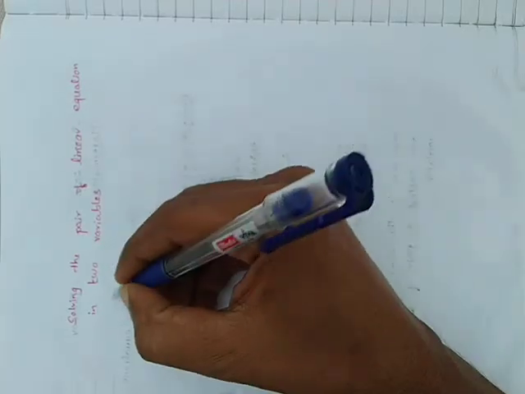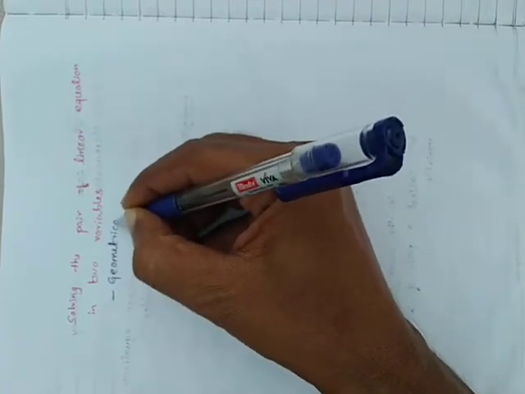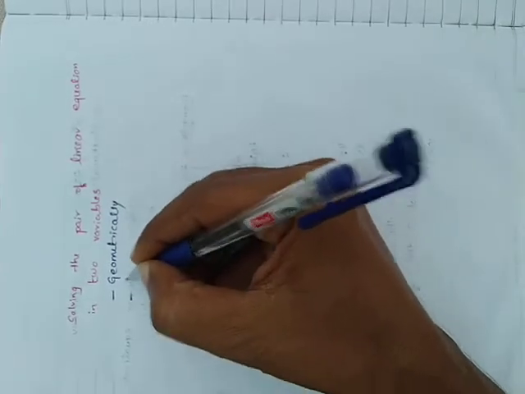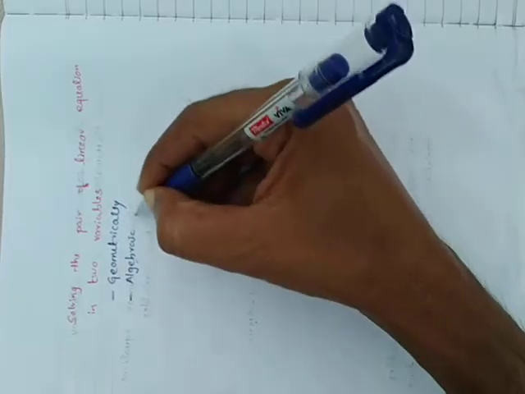In this chapter, we are going to solve the pair of linear equations in two variables by two methods. One is known as the graphical method, another one is known as algebraic method. Solving the pair of linear equations in two variables is done by two methods, as I mentioned. One is geometrical method, another one is algebraic method.